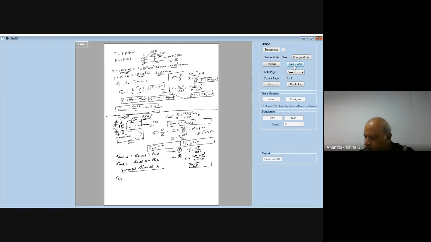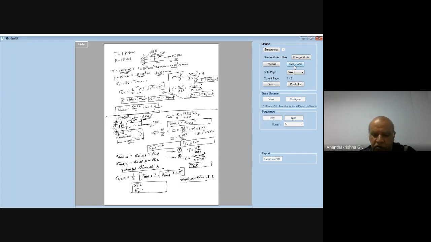Therefore, we need to find out the principal stress at A and at B. Principal stress at point A, sigma 1, 2 at A, is half of sigma total at A plus or minus root of sigma total square plus 4 tau square, correct? So find out sigma 1 and sigma 2 at critical point A. Similarly, find out principal stresses at critical point B.